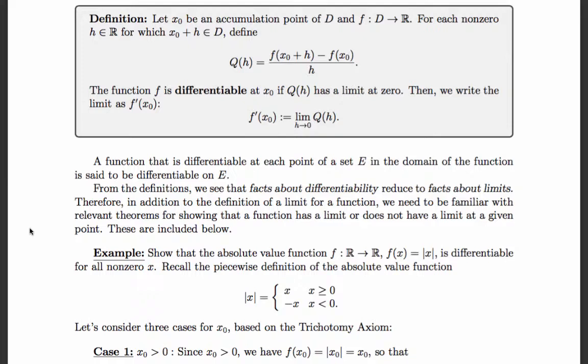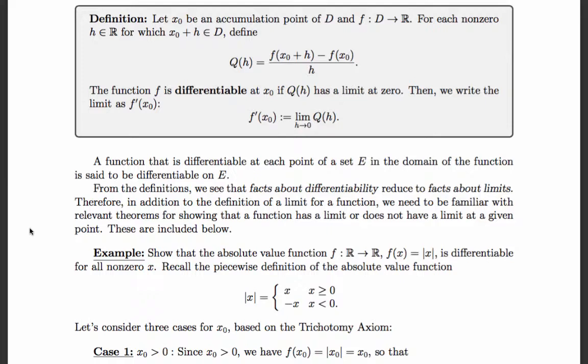Now that we have a robust and precise definition of the derivative, let's compute a derivative. Let's compute the derivative of f of x equals the absolute value of x, and demonstrate that this derivative doesn't exist when x is 0. Now again, you probably can look at f and you know already what the derivative is.